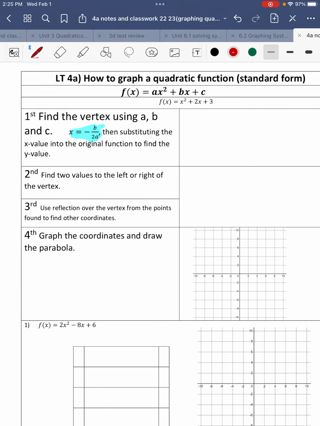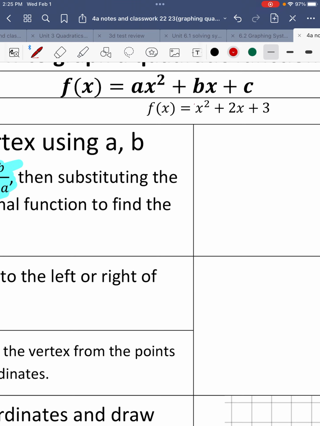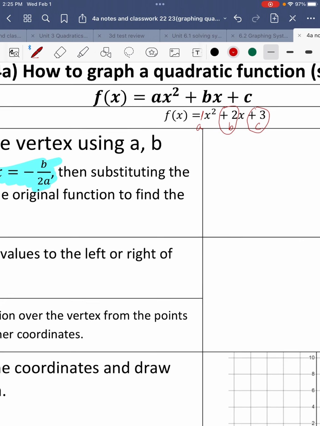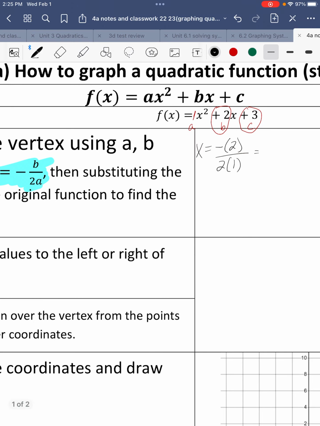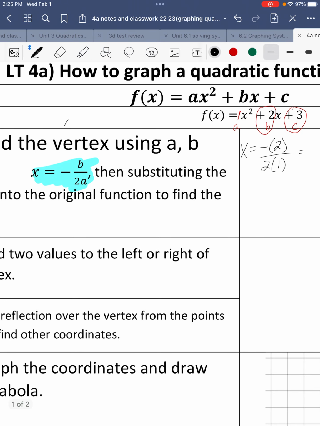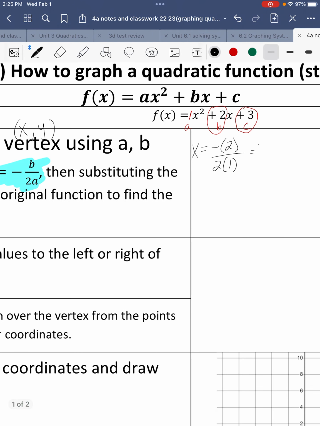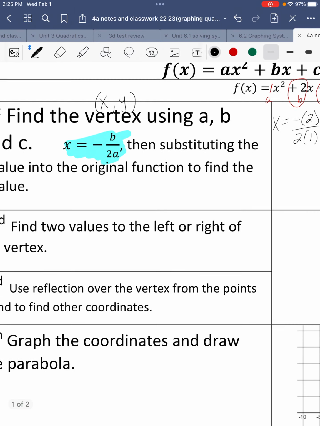So in our equation, we have our A is 1, our B is a positive 2, and our C, which we actually don't need for this formula, is 3. So in the formula, we have X equals the opposite of B over 2 times A. This is going to be our X value of the vertex. Vertexes are X and then Y. So our X is going to be negative 2 on the numerator over 2, which is negative 1. That's our X value of the vertex.